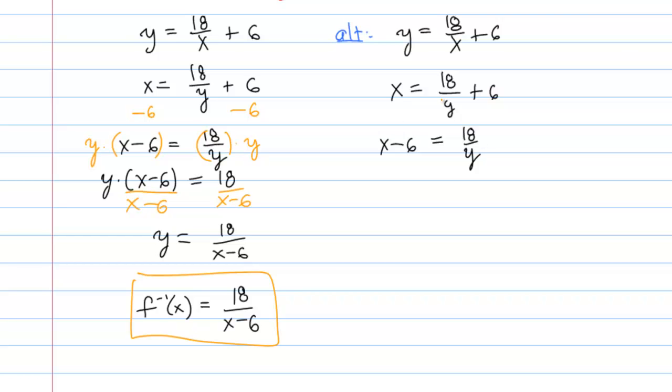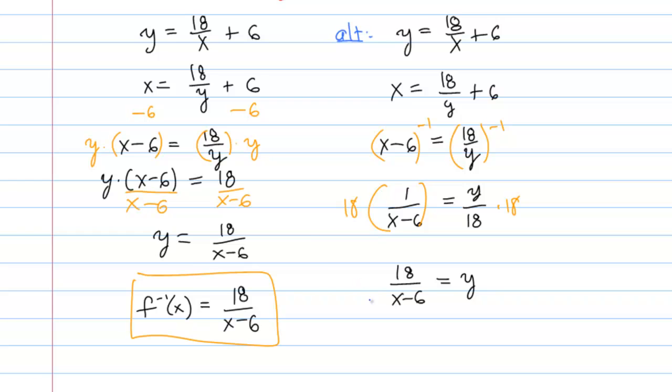Instead of multiplying both sides by y, you might have noticed that if we took the reciprocal of both sides, which means raising it to the negative first power, on the right-hand side, we would have gotten y over 18. Which would have been very close to solving for y. On the left-hand side, we would have had the reciprocal of x minus 6, which is 1 over x minus 6. At this point, we could have multiplied both sides by 18 and we would have gotten 18 over x minus 6 is equal to y. And this is exactly what we got last time. So there's a slightly different approach to solving this problem.